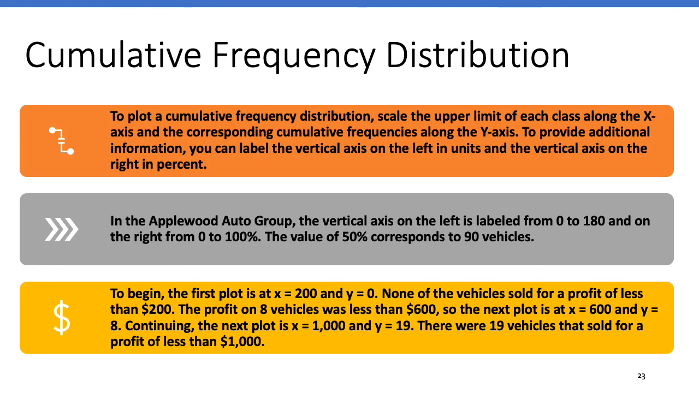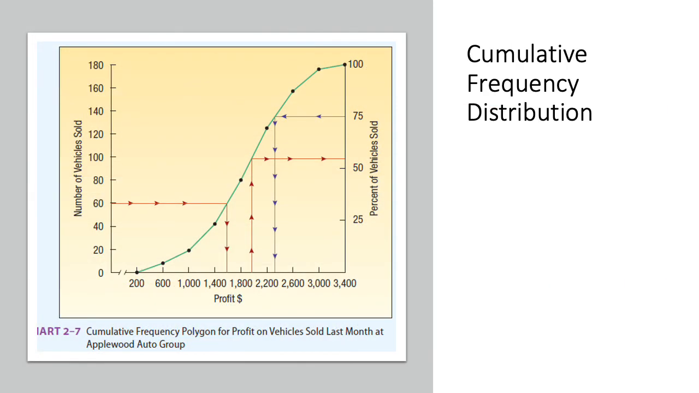To plot this distribution, we scale the upper limit of each class along the x-axis and the corresponding cumulative frequency along the y-axis. To provide additional information, we can label the vertical axis on the left in units and the vertical axis on the right as the percentages of the total. So in the Applewood auto sales, the vertical axis on the left is labeled 0 to 180, because 180 is the number of observations. And on the right, we just have 0 to 100. Let's have a look to see what that looks like.